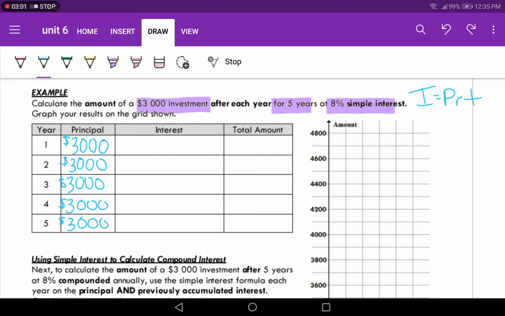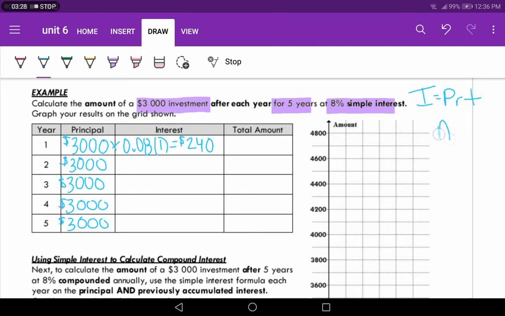Okay, so I equals, so in interest, I have to take my principal, which is already there. So principal times my rate, which is 8%. So as a decimal, that's going to be 0.08 times 1. And that will give me $240. To calculate the total amount, remember you're just adding the principal plus the interest.